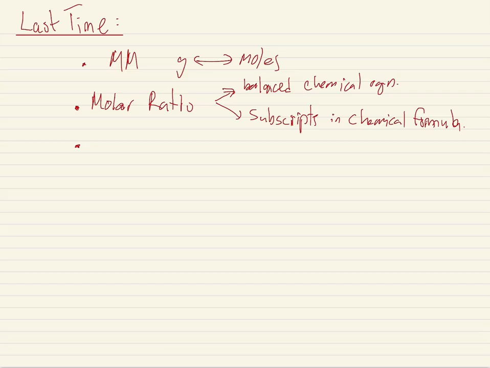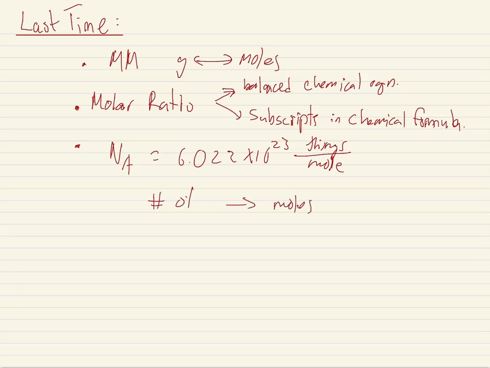And what was the last thing that we used to convert? What other chemical quantity or special number? Avogadro's number, right? And the value of that was 6.022 times 10 to the 23 things per mole. This was just our counting device that defines what a mole is. And we use that to convert between what two things? Moles and number of things.